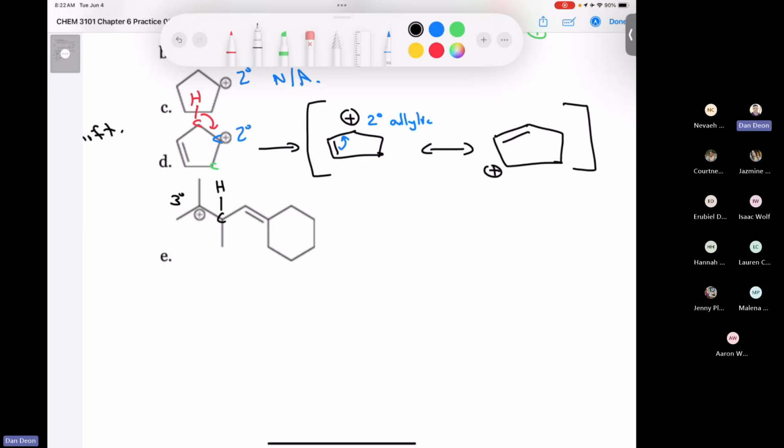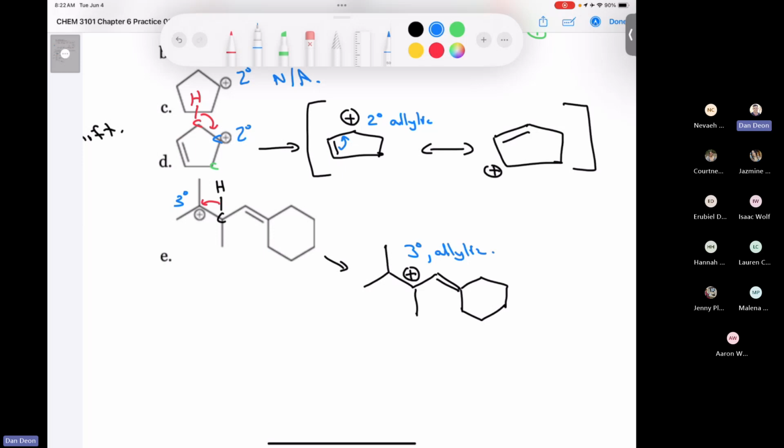Let's say we shifted the hydrogen. If we moved the hydrogen over here, what do we end up with? Let me just scribble it down here. You'd end up with something that looks like this. But now your positive charge is here. So let's try this again. You go from a tertiary carbocation, let me write this in blue, to something that is tertiary, but it is allylic. So it's going to be even more stable.